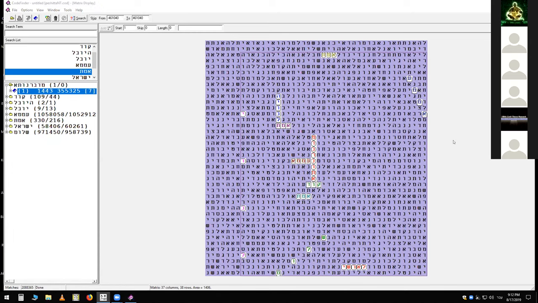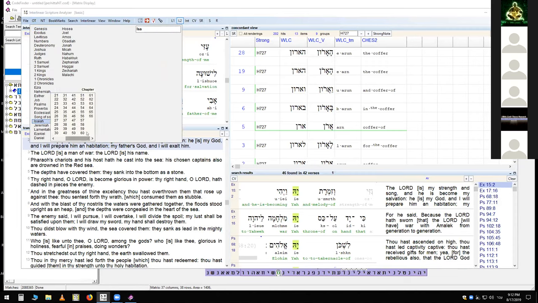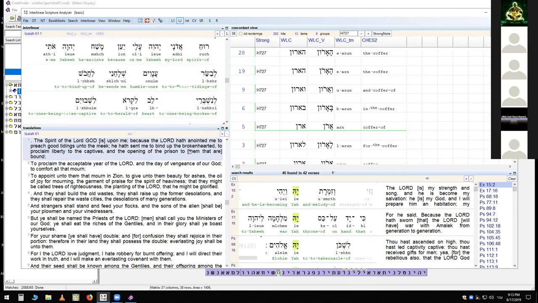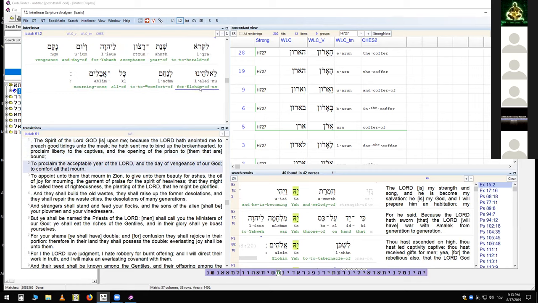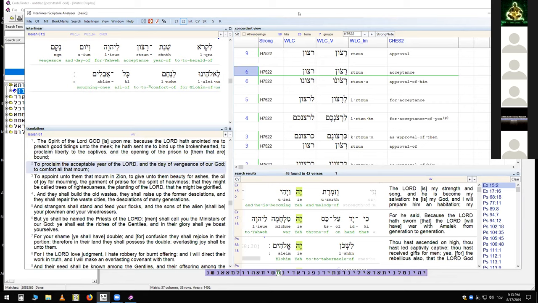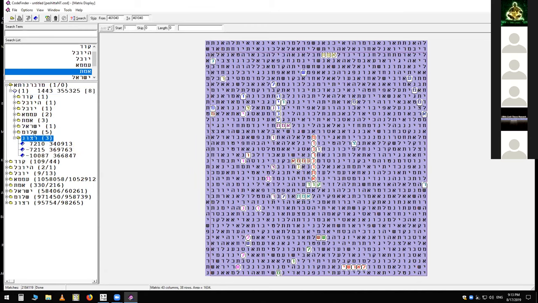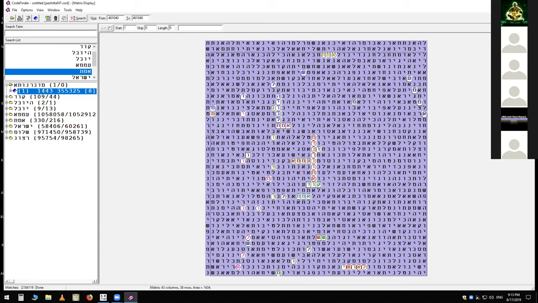I got a word. If we look at the word acceptable from Isaiah 61, acceptable year, some year of acceptance, or yeah. So Resh, Zadi, Vav, Nun. Resh, Zadi, Vav, Nun. So we have it three times. That should be almost right underneath where it says Yobel. It's right next to it.